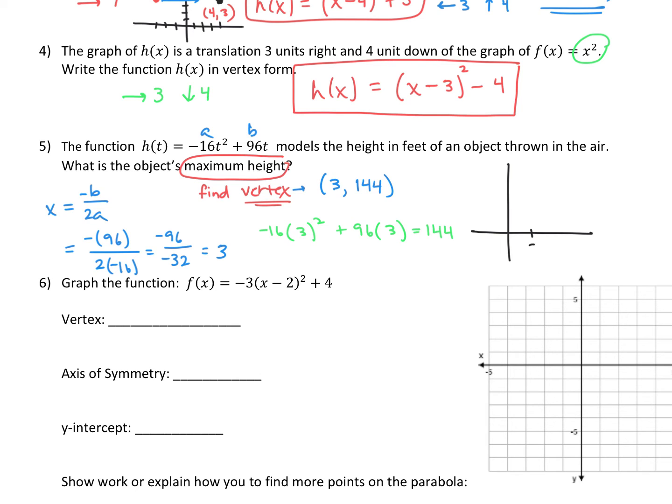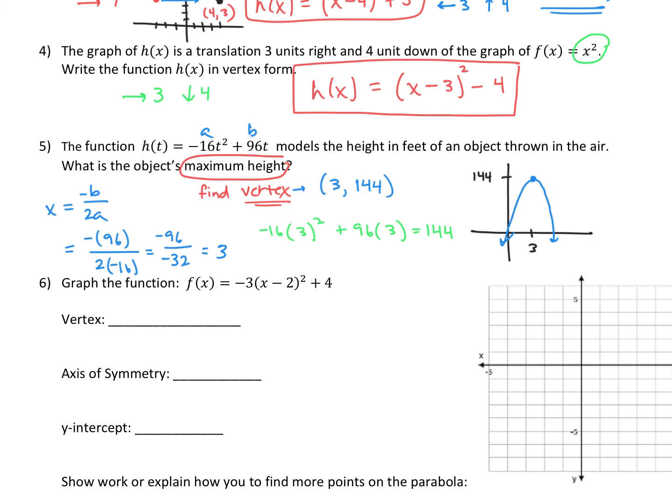So if I go over 3 and up 144, that's where the vertex will be. And then this is a quadratic equation that has a negative a value, so it is going to open down. So that's what we're looking at. So what is the maximum height?